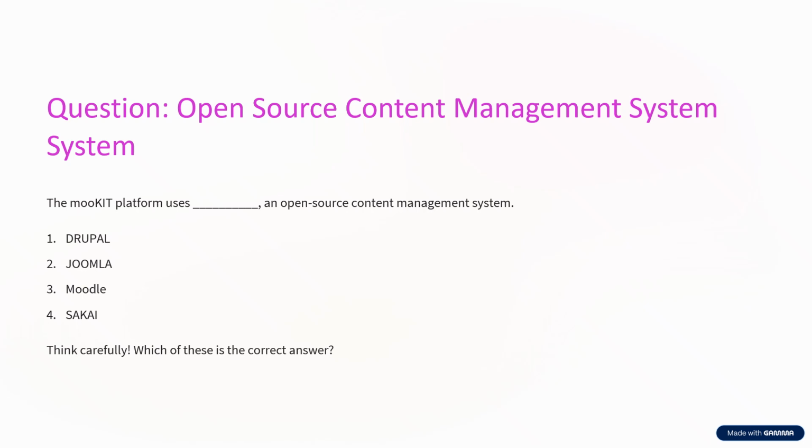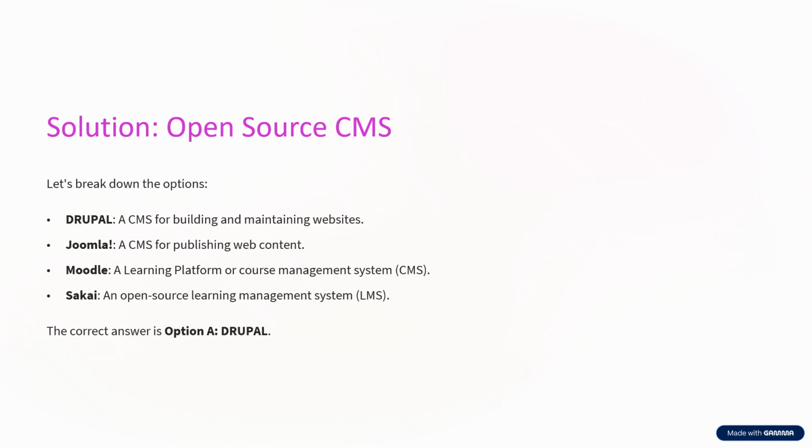Think carefully about which is the correct answer. So this is a detailed explanation. Drupal is a content management system for building and maintaining websites. So this is open source software. Joomla is a content management system which is mainly used for publishing web content.